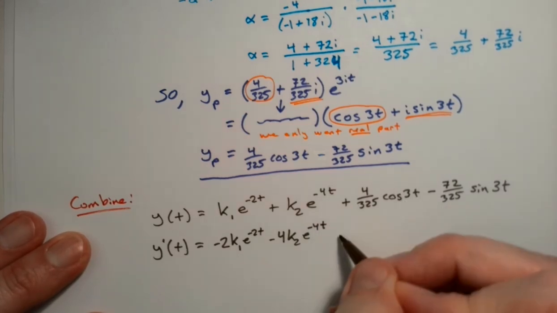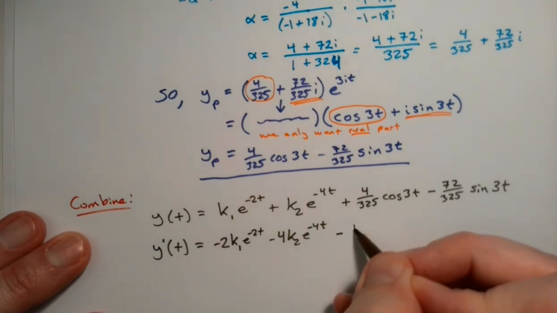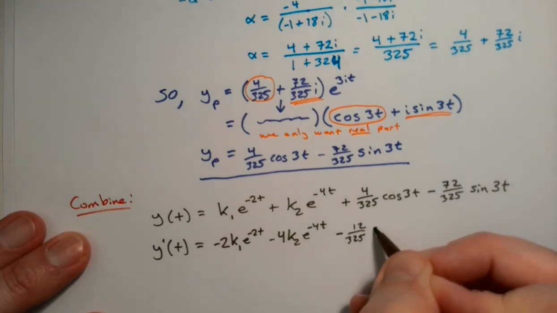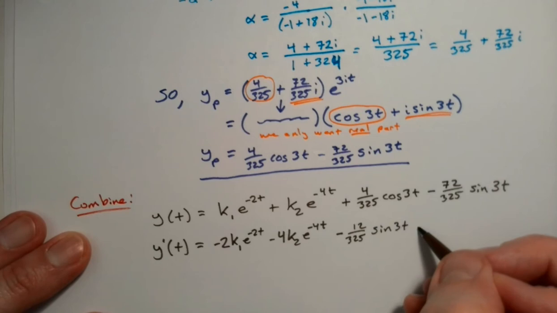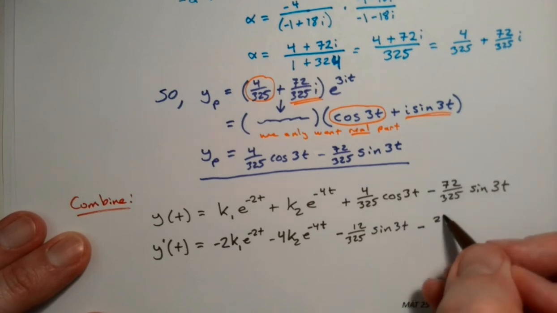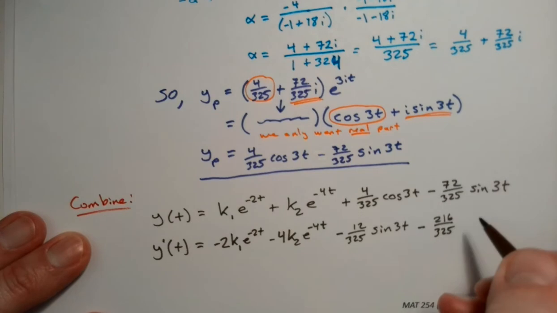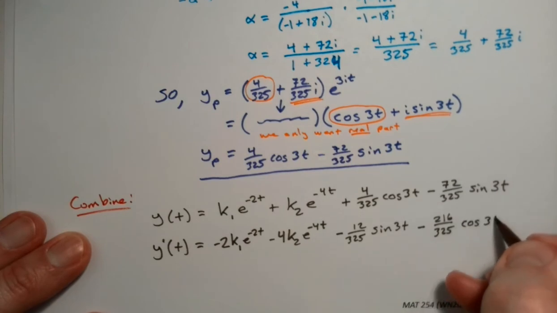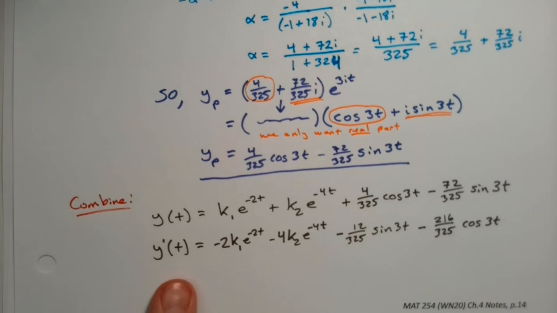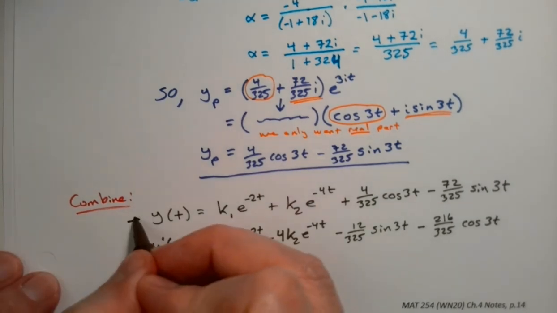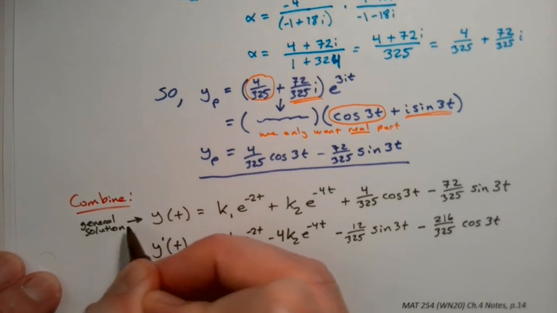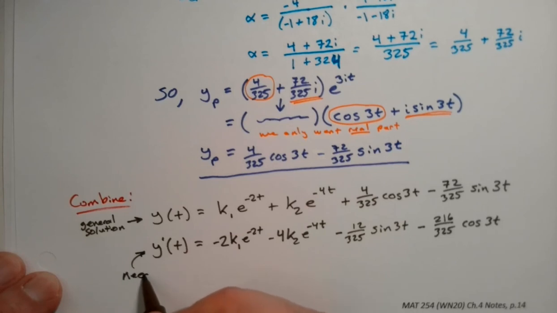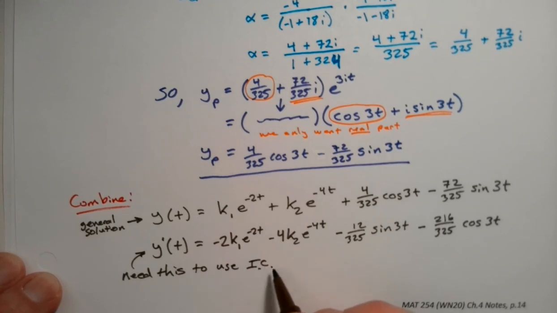And then bring the 3 out front and make that a negative, so this becomes negative 12 over 325 times sine 3t. And then sine becomes cosine, and the 3 comes out front. Minus 72 times 3 is 216 over 325 times cosine 3t. So I have both y and y prime. But notice, that is the general solution right there. But I need this to use my initial condition, right?